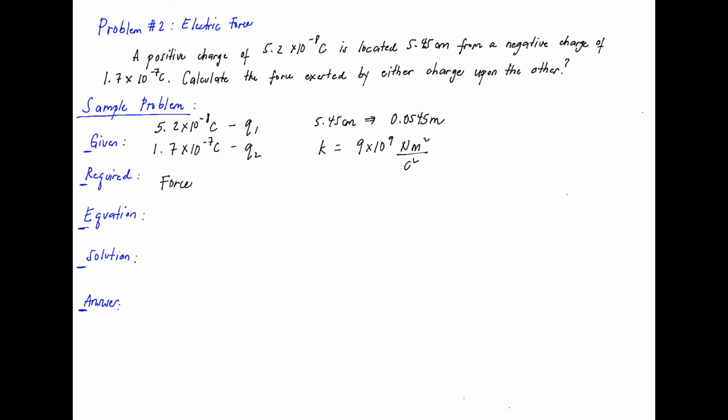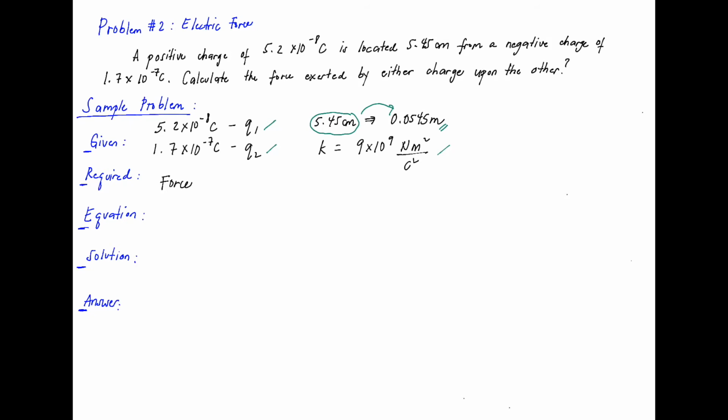So here's the given. We have the first charged body, 5.2 times 10 raised to negative 8. The second charged body, we have 1.7 times 10 raised to negative 7 coulomb. And the value of K, we have 9 times 10 raised to 9 Newton meter square per coulomb square. And this 5.45 centimeter, we have to take note that we have to convert it to meter. So divided by 100, and that is 0.0545 meter.